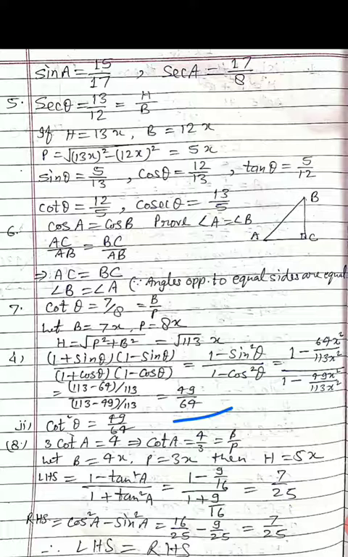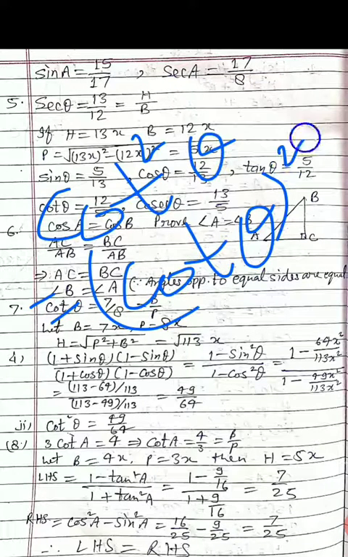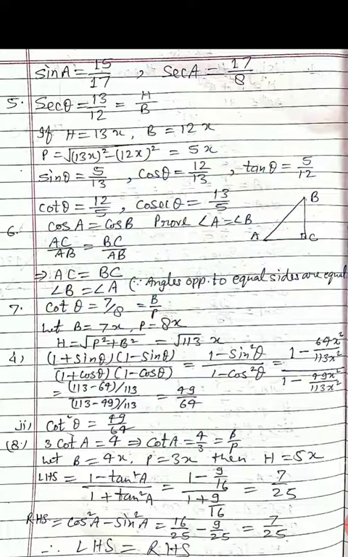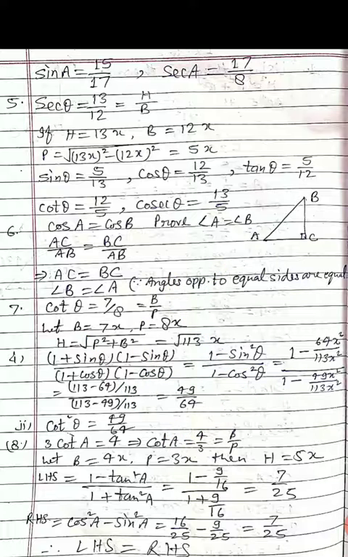Second part is cot square theta. So cot square theta means we can write cot theta and its whole square. So the value of cot theta is 7 upon 8 और इसका होल स्क्वायर. तो होल स्क्वायर करेंगे 7 का स्क्वायर 49, 8 का स्क्वायर 64. So answer will be 49 upon 64.